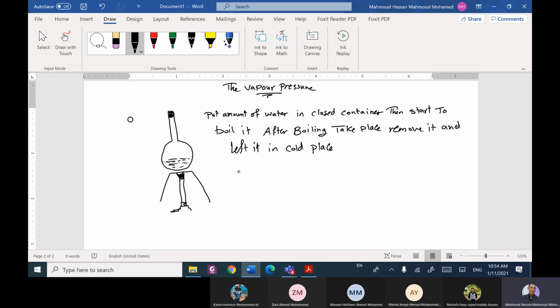طيب الobservations بتاعتنا يا شباب ايه هي؟ Firstly, you will find the rate of evaporation will be increased. The amount of the vapor that saturates the container is increasing. In the first case, the rate of evaporation is high.